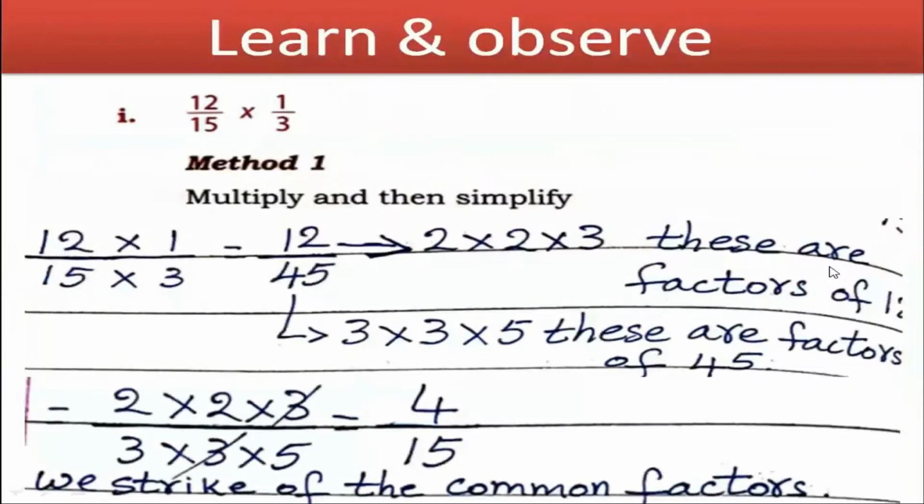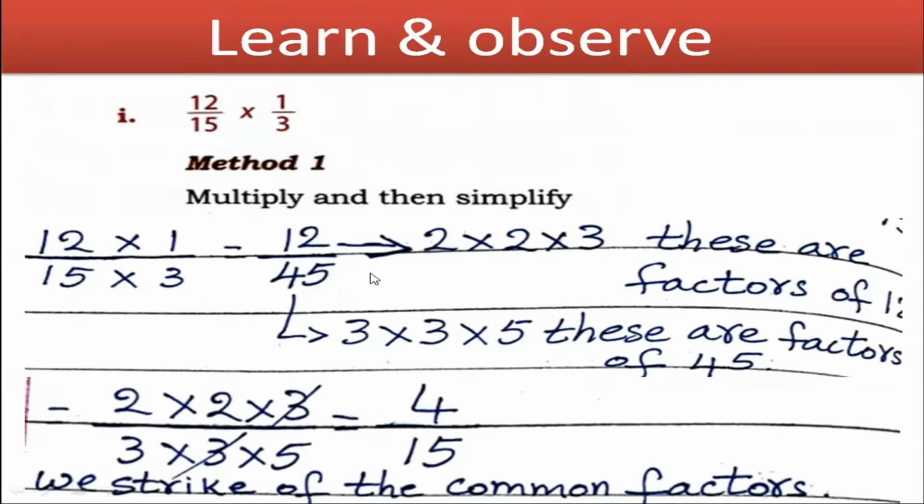Now learn and observe. 12 by 15 into 1 by 3. Method 1: multiply and then simplify. So 12 into 1 is equal to 12. 15 into 3 is equal to 45. Now we have to find the factors for 12. So 12 divided by 2 is 6, 6 divided by 2 is 3, 3 divided by 3 is 1. Now the factors for 12 are 2 into 2 into 3.